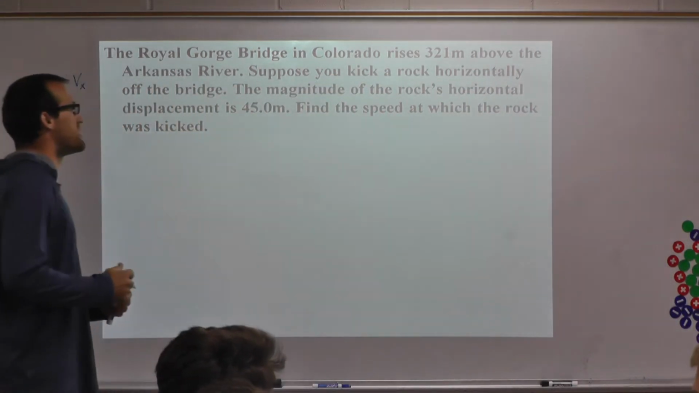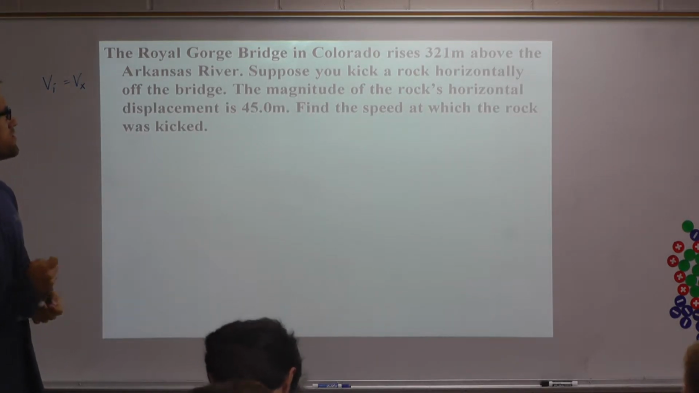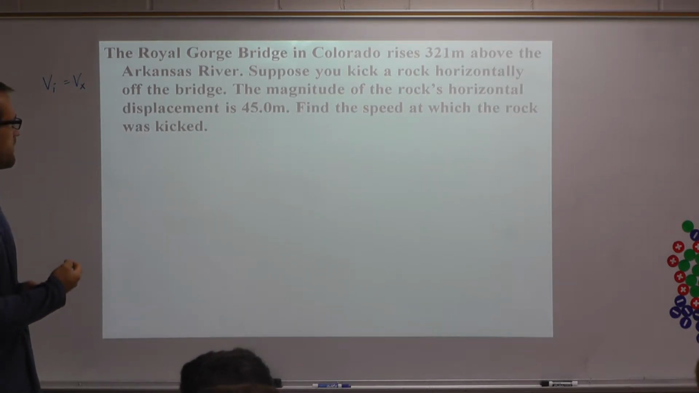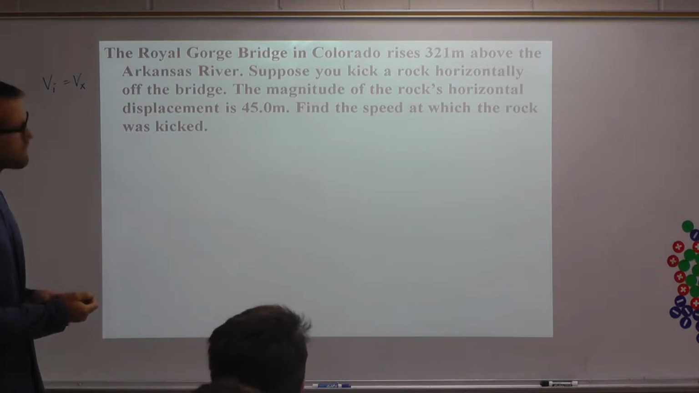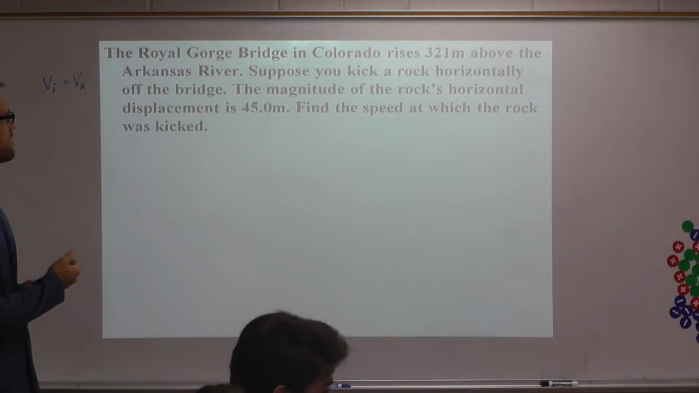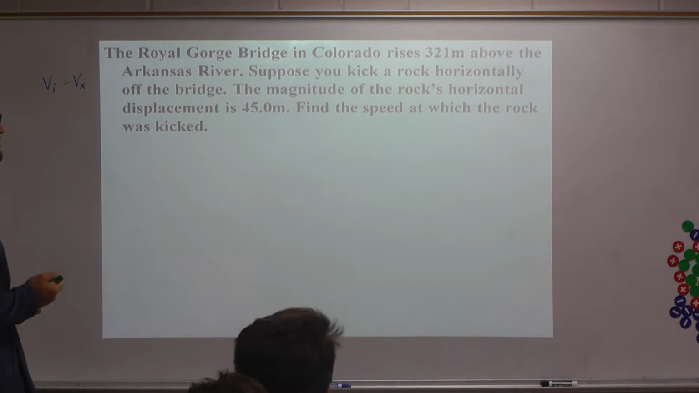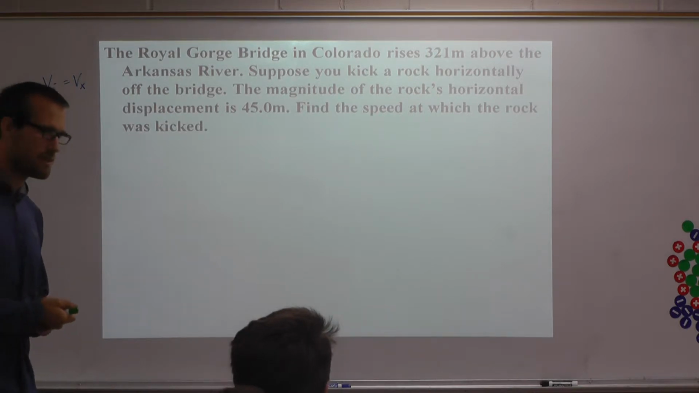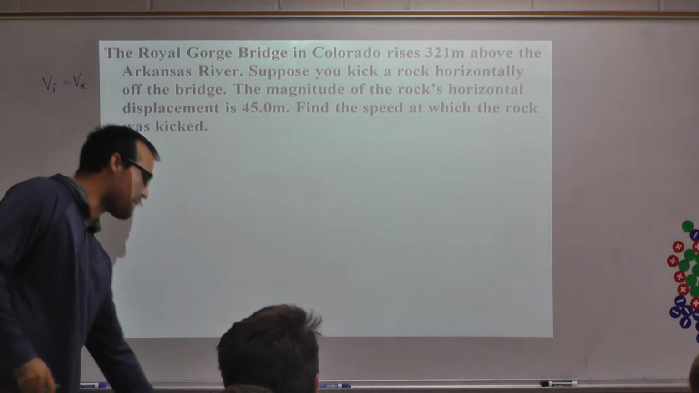The Royal Gorge Bridge in Colorado rises 321 meters above the Arkansas River. Suppose you kick a rock horizontally off the bridge. The magnitude of the rock's horizontal displacement is 45 meters. Find the speed at which the rock was kicked. So you solve it. So let's draw a picture.